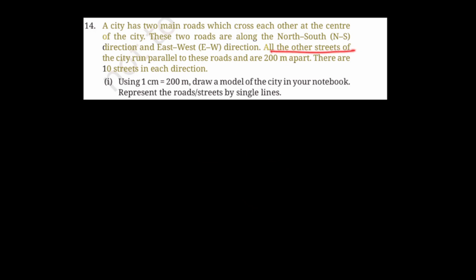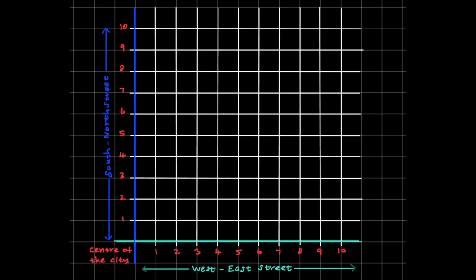All other streets of the city run parallel to these roads and are 200 meters apart. There are 10 streets in each direction. So we have 4 directions, but we have to concentrate on one direction, it's enough. Now the first question is, using 1 centimeter equal to 200 meter, draw a model of the city in your notebook. Represent the roads and streets by single lines.